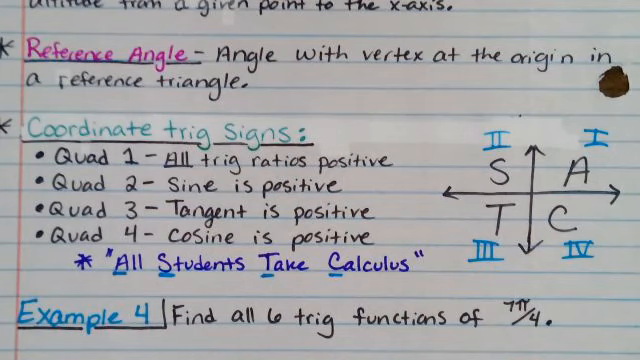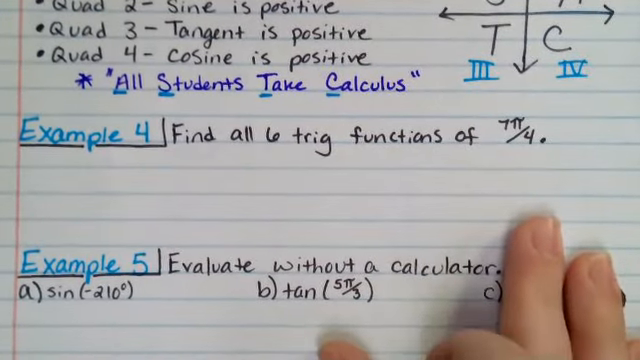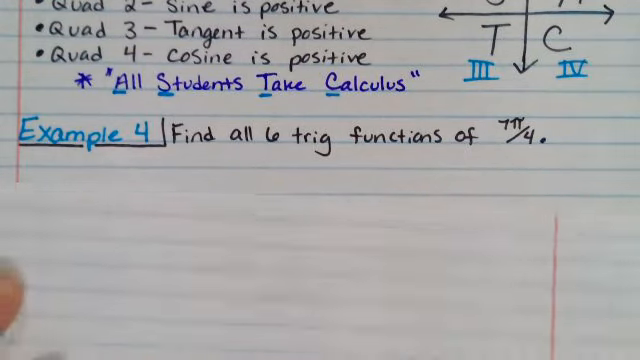Okay, so with all that being said, let's look at example 4. It asks us to find all 6 trig functions of 7 pi over 4. And it should go without saying this is without a calculator, okay?